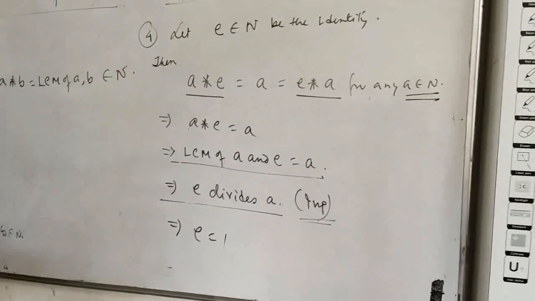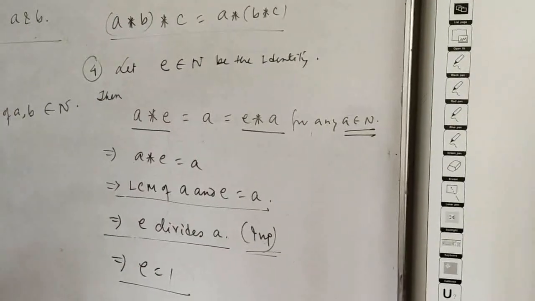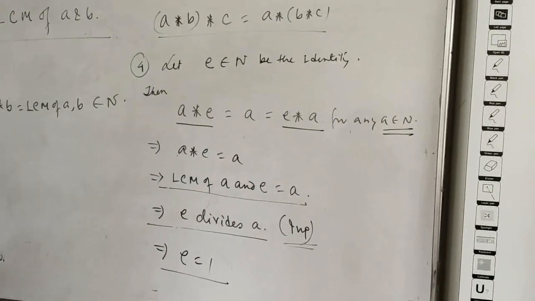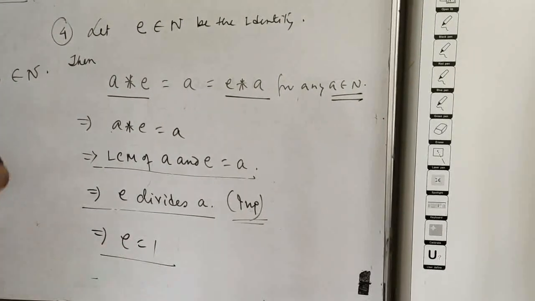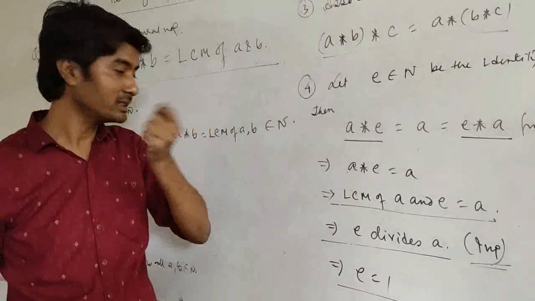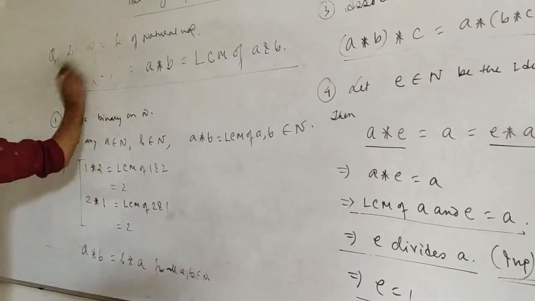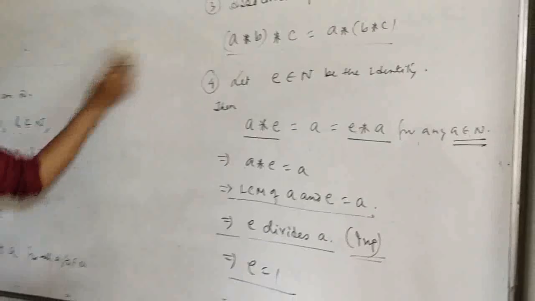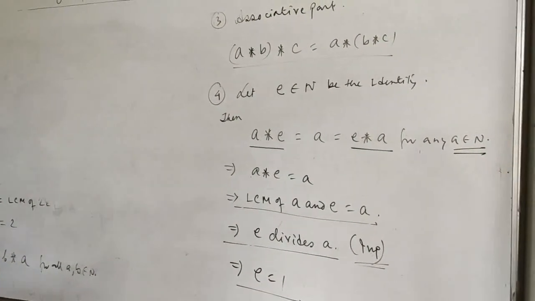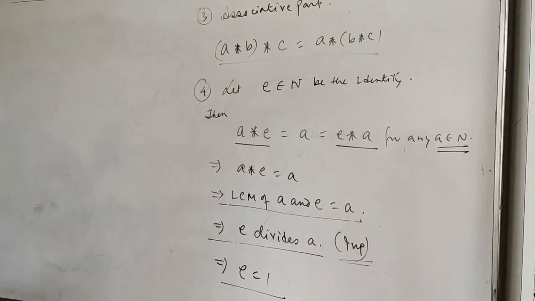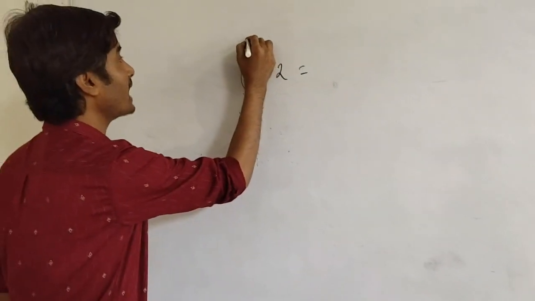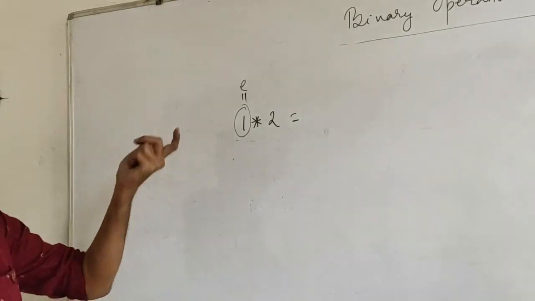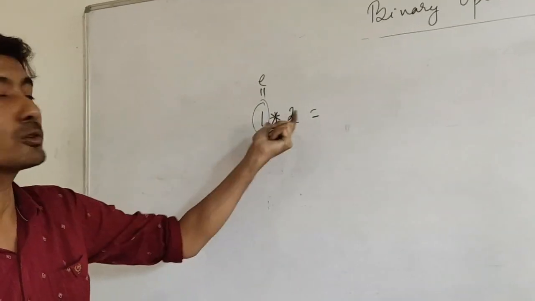Of course, we can verify. Already we have obtained the identity to be equal to 1, and we can verify that if I take the LCM of any natural number with this one, the LCM will be the number again. For example, suppose 2 star A. I want to verify whether the definition of identity is satisfied by 1 or not. Let us see here. 1 star, suppose 2. Since this one is the identity here, our definition says that 1 star 2 must be equal to 2.